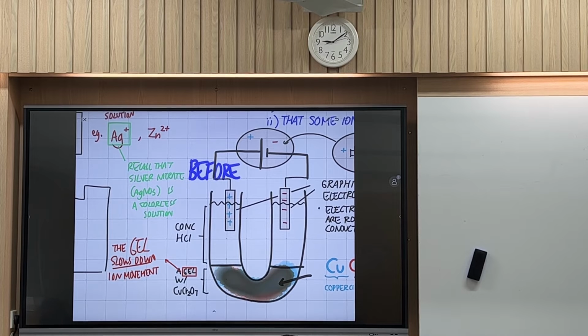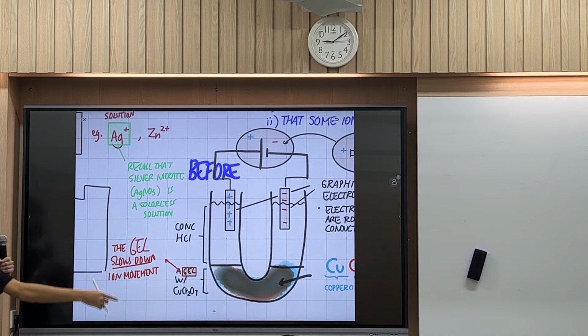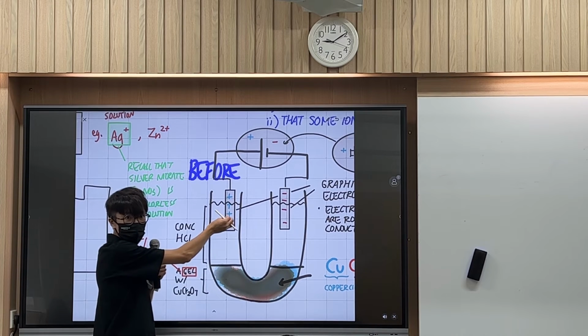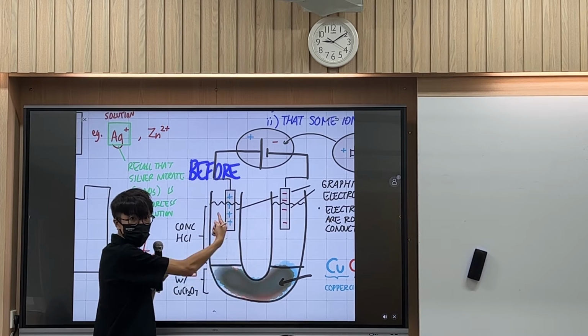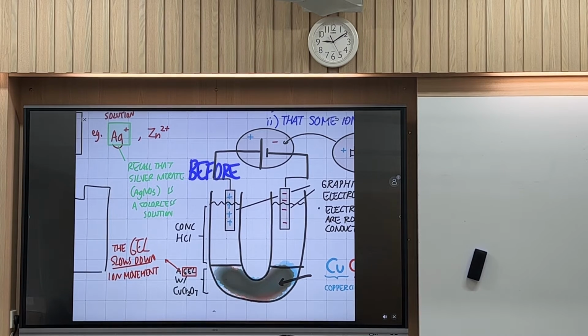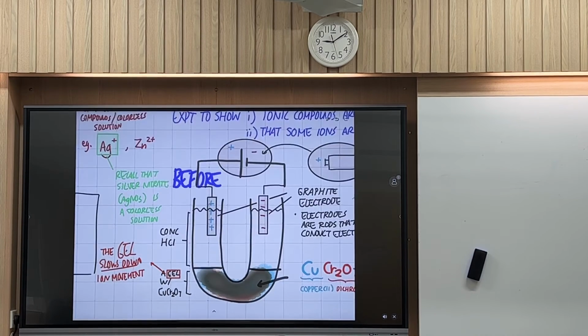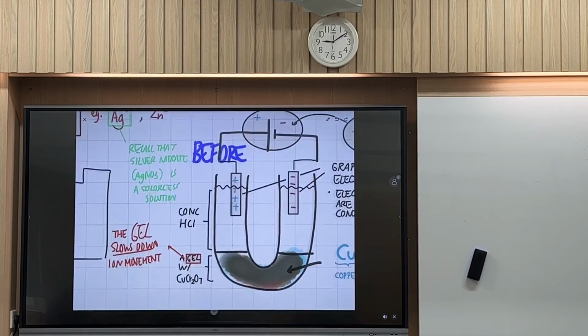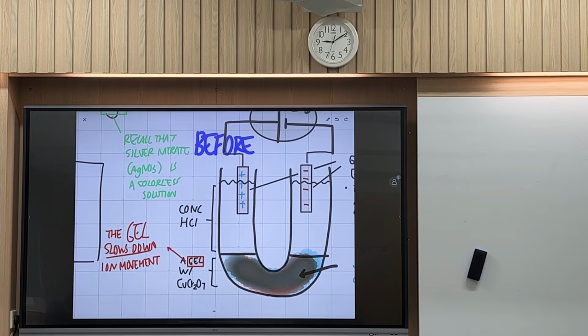Because if you don't use the gel, they will be moving too quickly to the electrode so that you can't see where they move to. They will just go over here. You cannot see that they are moving towards the electrode. You want to see the movement, to identify the presence of ions. So slow down ion movement so you can see their trail.